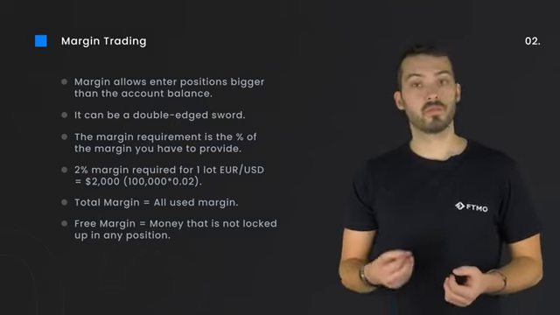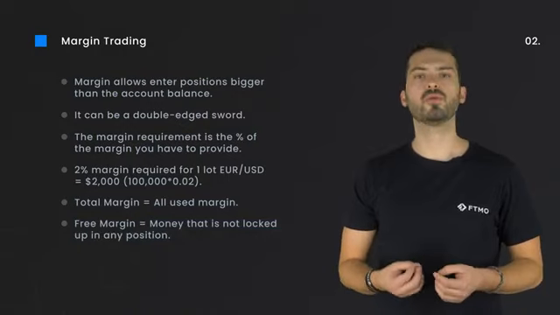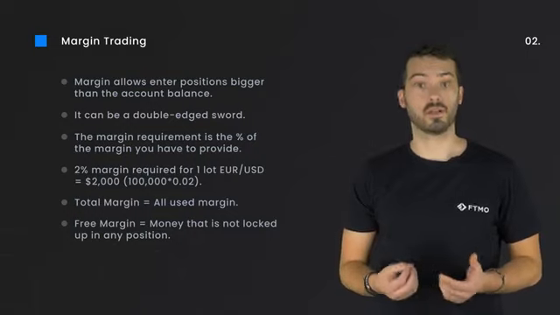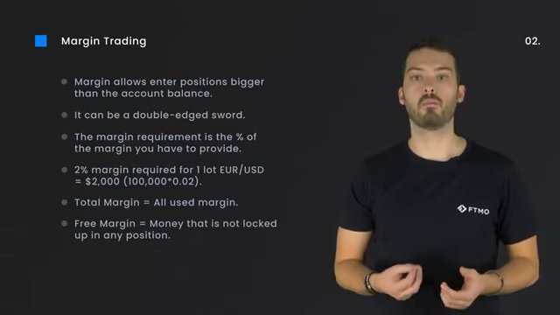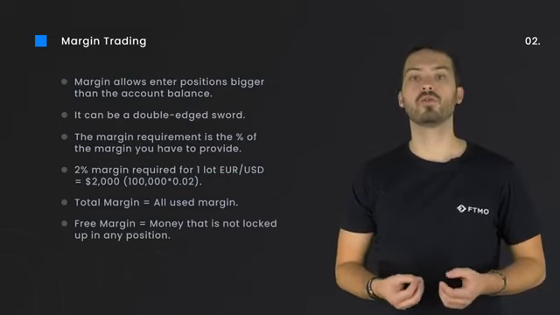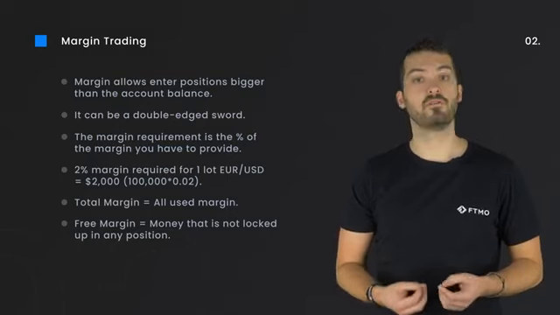Opposite of that is free margin. This is money that is not locked up in any position, so you can freely use it to trade. When your free margin is at 0 or less, you will receive a margin warning saying that you should deposit more money, and of course, you are not able to open any new positions. Free margin is sometimes called available margin.